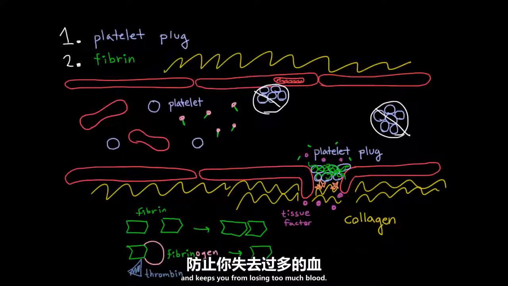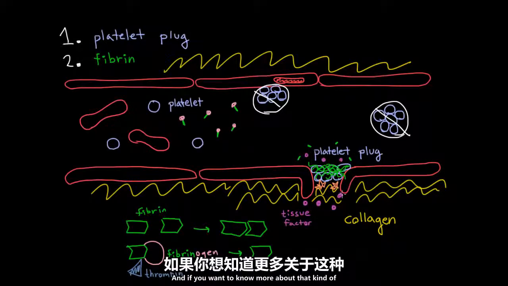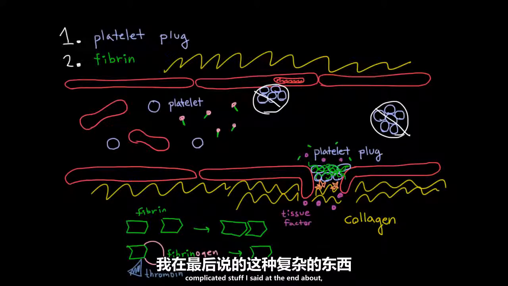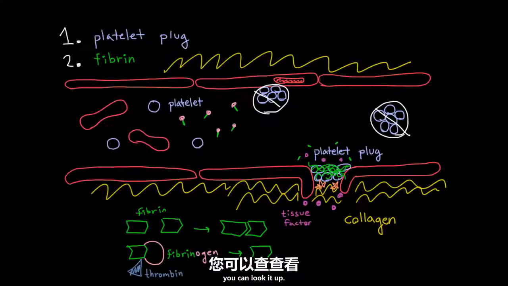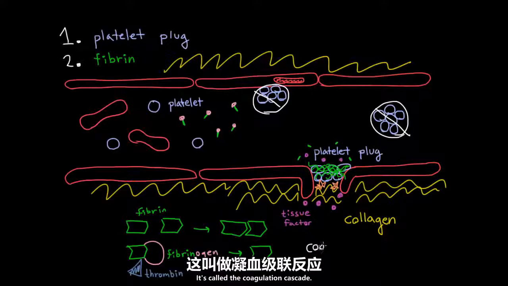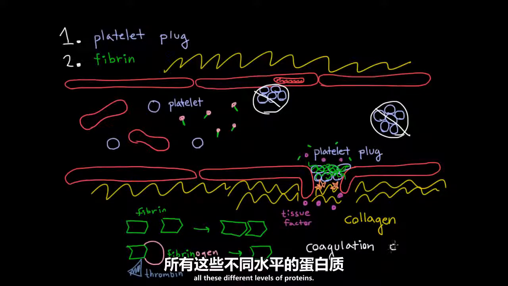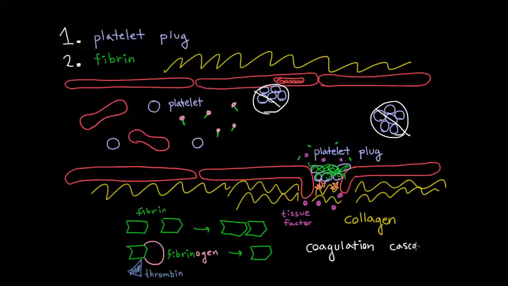So that's basically it. This is how your body plugs holes in blood vessels and keeps you from losing too much blood. And if you want to know more about that kind of complicated stuff I said at the end, about all these different levels of activated proteins, you can look it up. It's called the coagulation cascade. It's called a cascade because you're cascading through all these different levels of proteins.